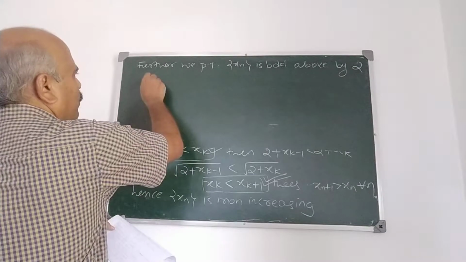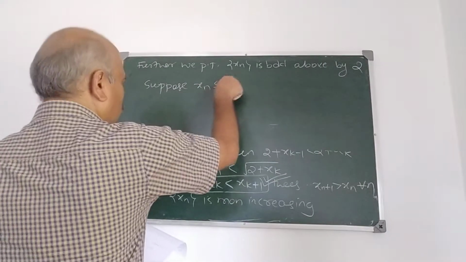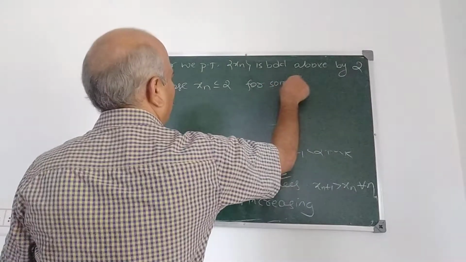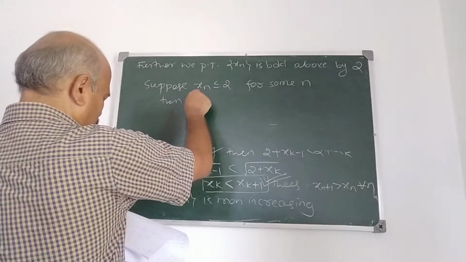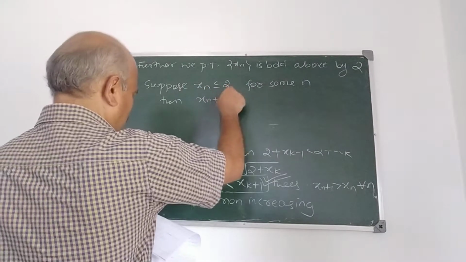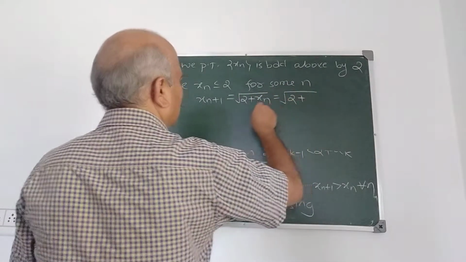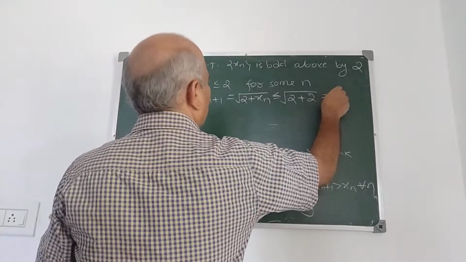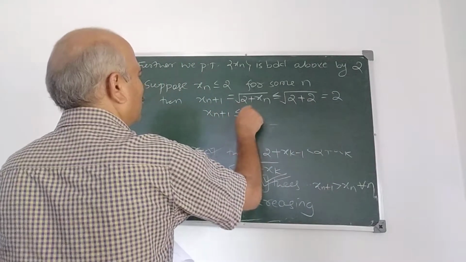How to prove by induction? Suppose xn is less than or equal to 2 for some n. Then xn+1 is equal to square root of 2 plus xn, which is less than or equal to square root of 2 plus 2, which is 2. So xn+1 is also less than or equal to 2.